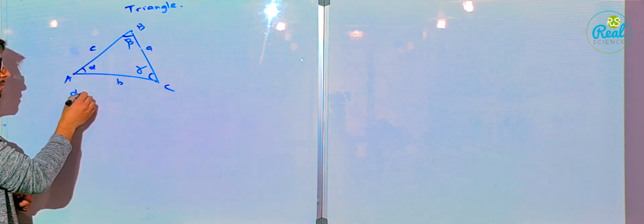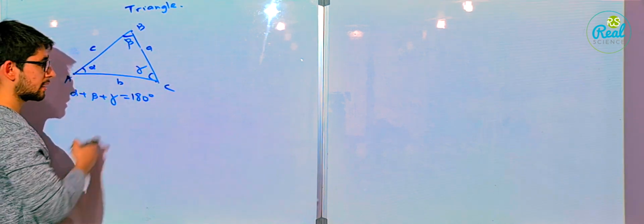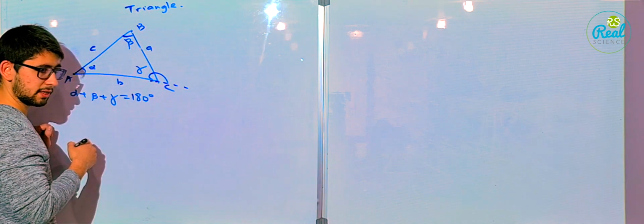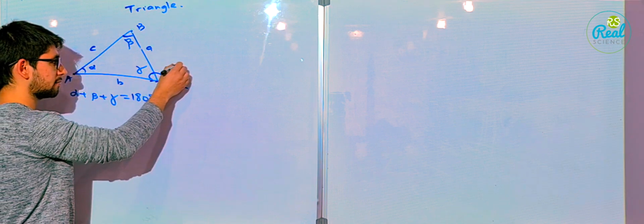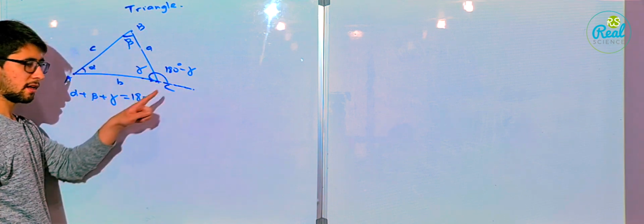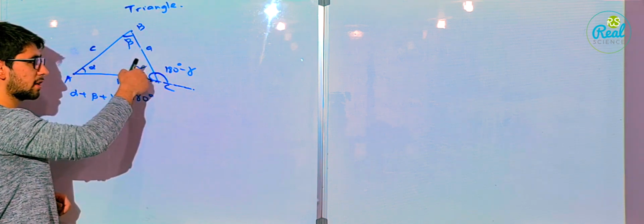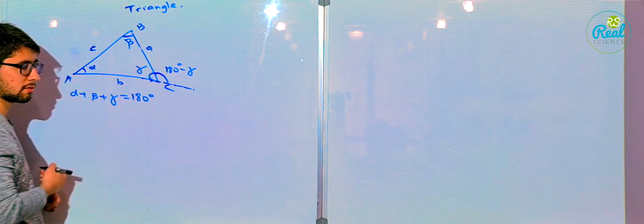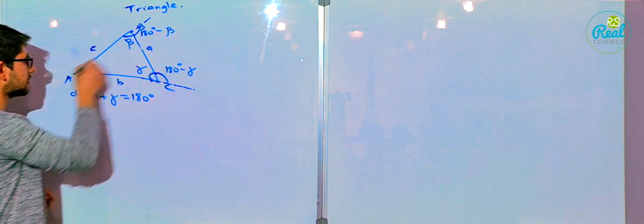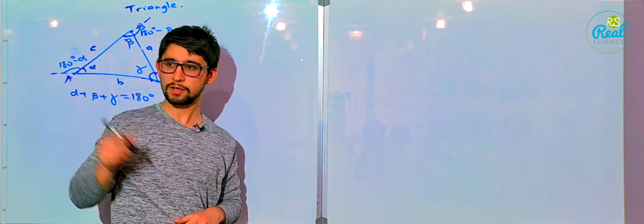So, what is the sum of internal angles of any triangle? 180. Correct, 180 degrees. But that is the sum of inner angles. You have an outer angle too, and this outer angle will be 180 degrees minus gamma. Why? Because you are creating a straight line, and we know that the measure of a straight line is 180 degrees. To find the outer angle, you subtract gamma from 180. For this angle, you have an outer one, 180 degrees minus beta, and here 180 degrees minus alpha.